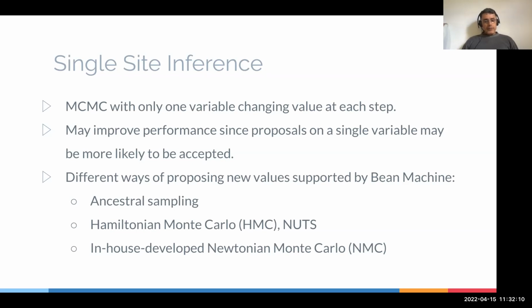Even inside single-site inference, we have multiple ways of doing that. There's ancestral sampling, which is kind of the basic one. There's Hamiltonian Monte Carlo, which originated with Stan, but we also support that. Both HMC and NUTS, which are very advanced MCMC inference methods. And we have an in-house developed Newtonian Monte Carlo method, which I believe is only Bean Machine supported so far, and it's pretty efficient, and we use it even in production problems that matter.